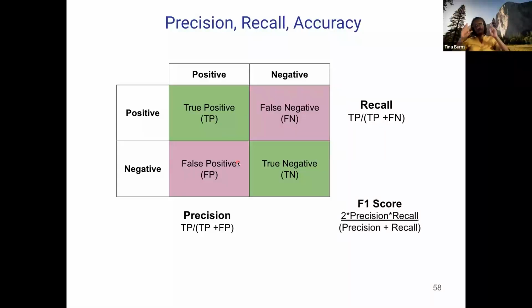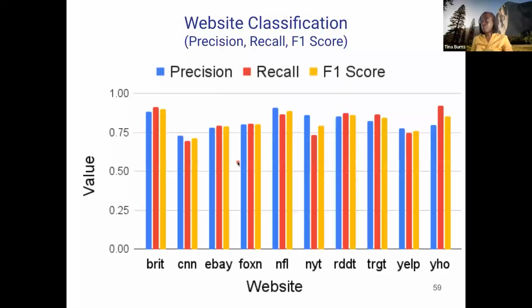Now, if you're looking at the classes themselves, you don't want to just look at the accuracy. You want to look at something called the F1 score, which I relate to as the accuracy for individual classes, and that will tell you really how well the network is for each class. So given that, what you'll see here in this graph is the precision, recall, and F1 scores for the websites.